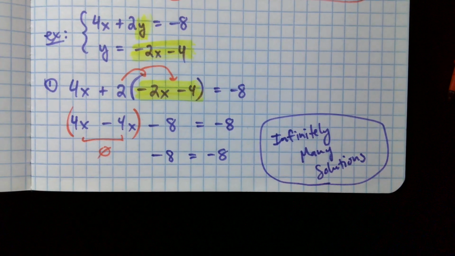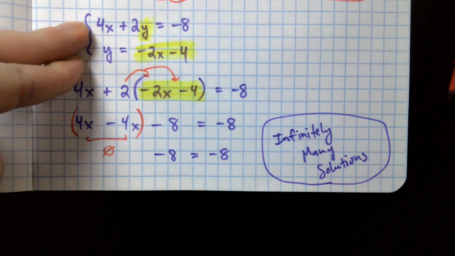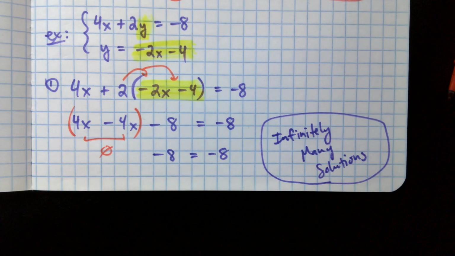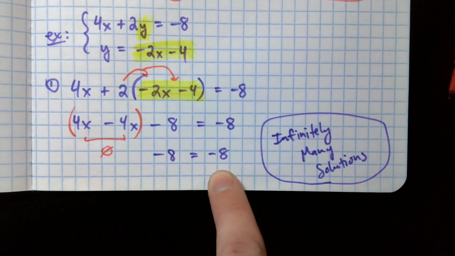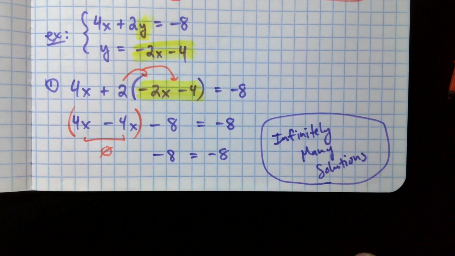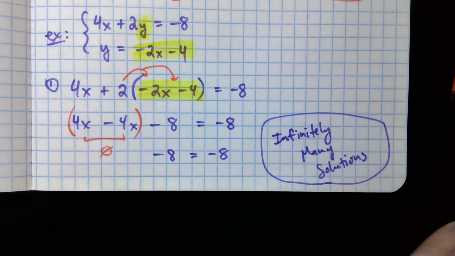I cannot solve for a specific x value because every x value will work. These are just the same equation. One's written in standard form, one's written in slope-intercept, right? So my answer is infinitely many solutions. What if I ended up with something like negative 8 equals 2? No solution. I cannot solve for an x value because there are no x values that they share, because they're parallel, right?